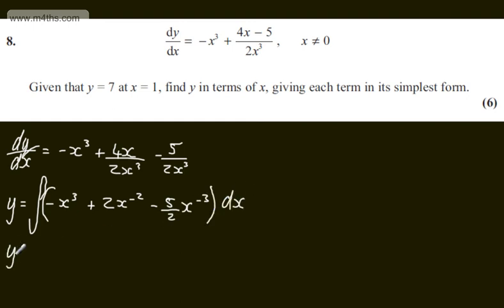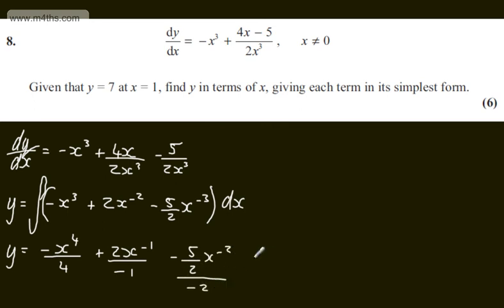So going ahead and integrating, we raise by a power and divide by the new power. So we'll have minus x to the power of 4 divided by 4, plus 2x to the power of minus 1 divided by minus 1, minus 5 over 2 x to the power of minus 2 divided by minus 2, plus now a constant of integration.